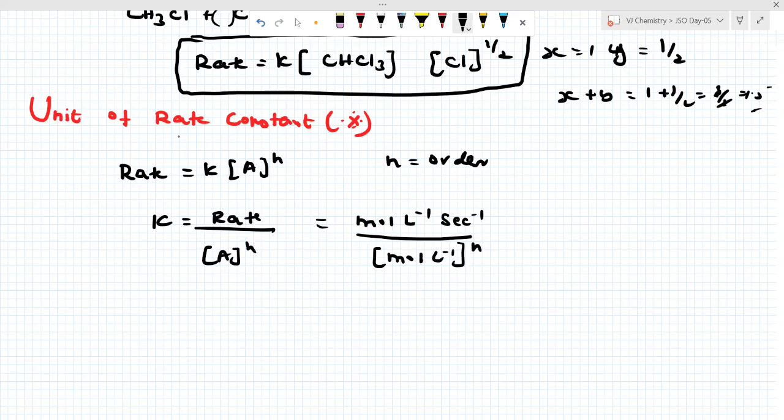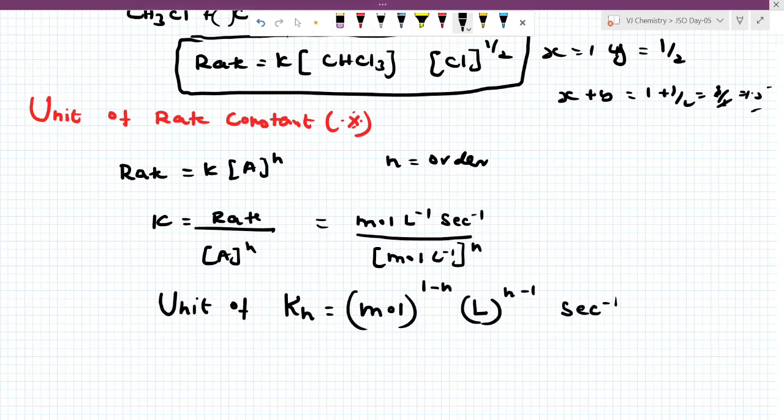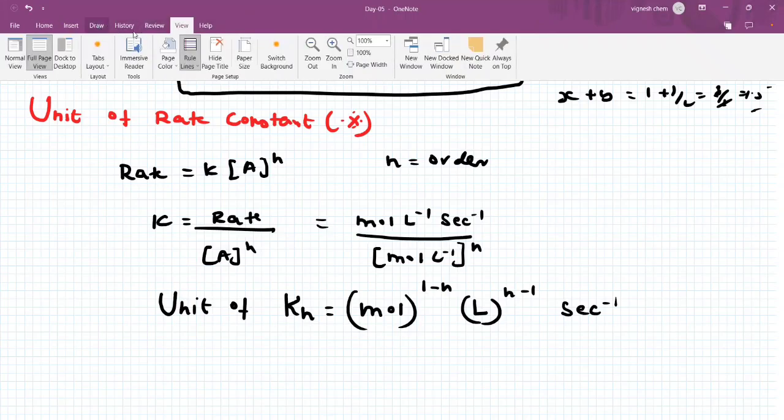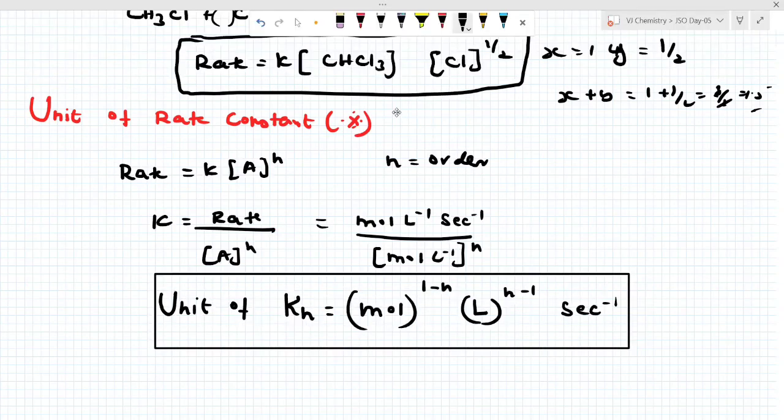Okay, if we do this calculation and simplify the formula, what is the equation? Please note: the unit of rate constant, that is k n, is equal to mole power 1 minus n, liter power n minus 1, second inverse. Is this clear? Please, very very important, please note. Just note this equation, very very important. Okay, what is the formula? Mole 1 minus n and liter n minus 1.